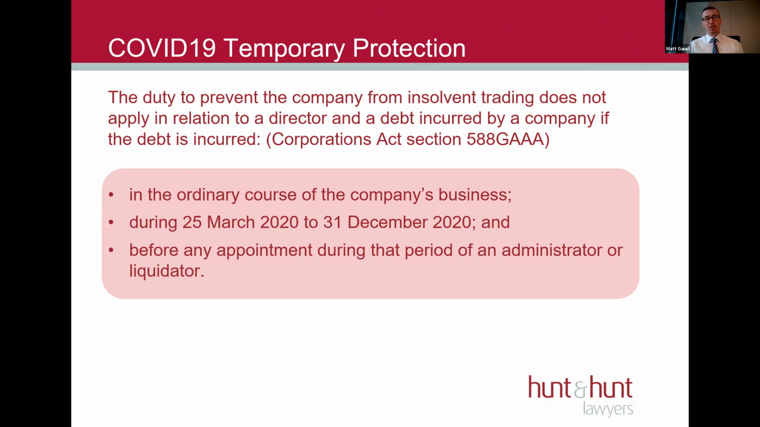With that in mind, directors of companies which are suffering financial distress, whether that be due to the COVID-19 pandemic or for some other reason, ought to review the financial position of the company now and make a decision whether their business is capable of surviving beyond 31 December. A director may decide that the company ought to be placed into voluntary administration now in order to take advantage of this temporary safe harbour protection.